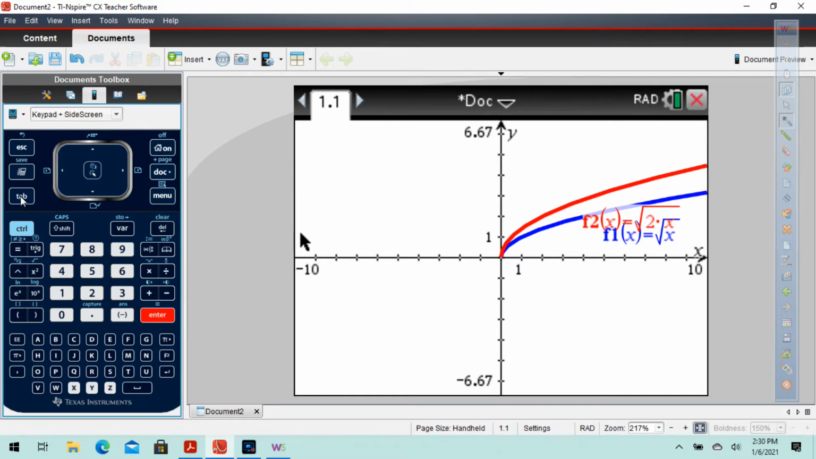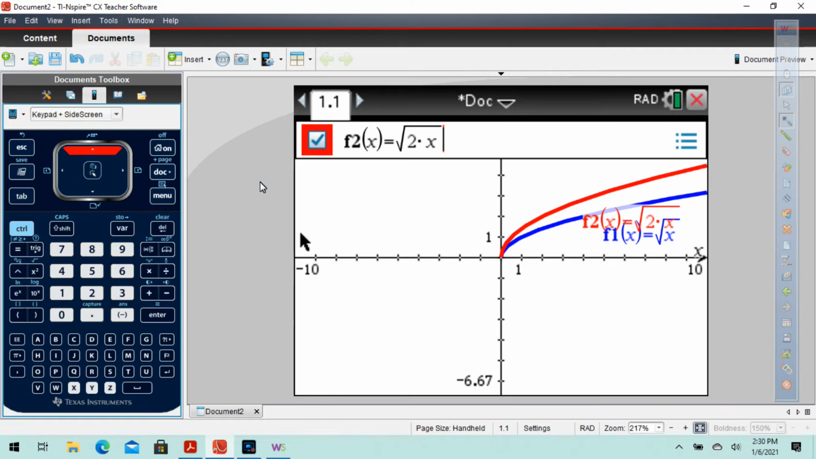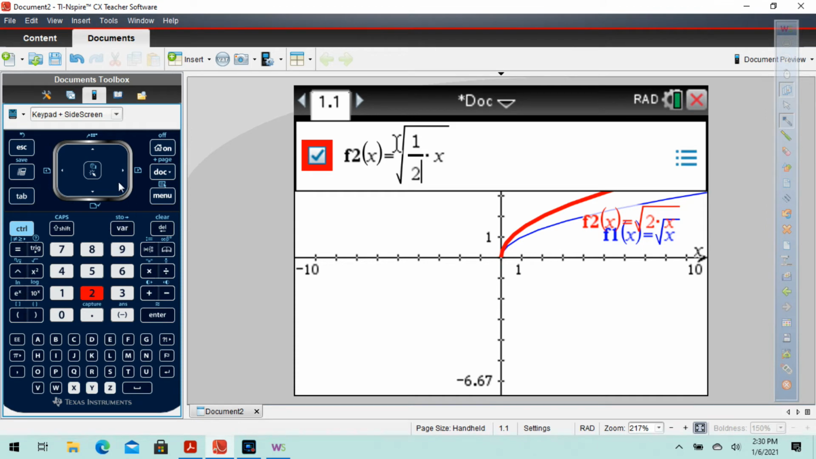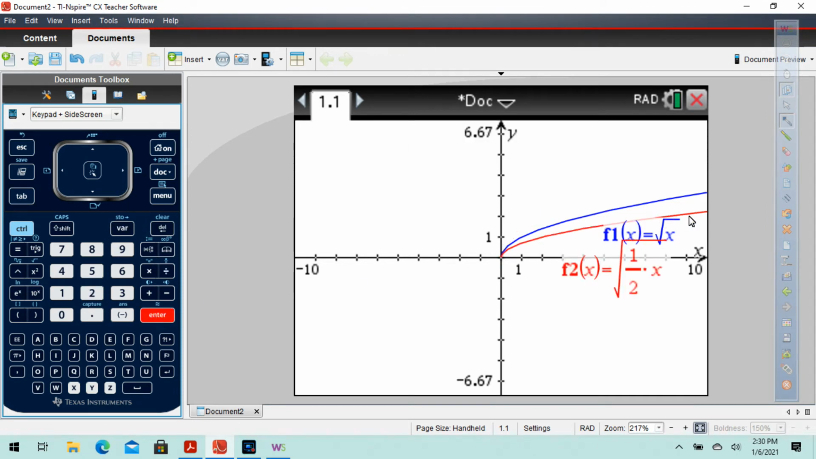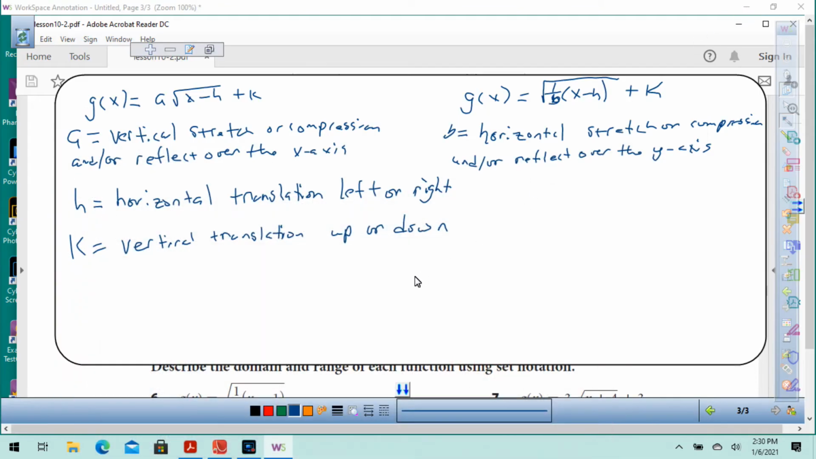All right. And then what if we change that to 1/2? Let's see here. 1, control, divide, 2, 1/2 x. So that should be a horizontal stretch. And there you go. Okay. So that's the different ones. Let's take a look here.